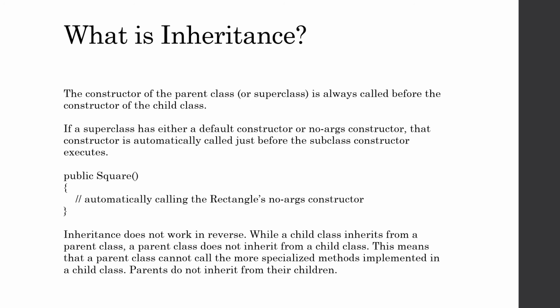So even though we could access methods within the rectangle class from the square class, as we already saw with the constructor method, we cannot do the opposite. There's no way that we can access some new specialized method that we introduce in the square class, say like getSide or setSide. We cannot access those methods from the rectangle class. So the end result here is that parents do not inherit from their children.